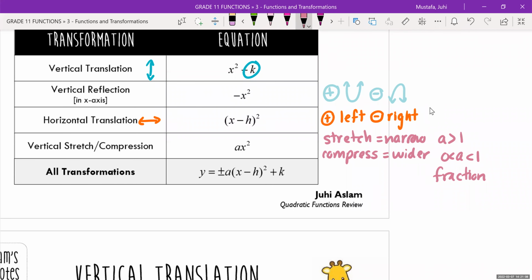So that is a lot to remember, but just keep those things in mind. Always remember the balloon example, and then you will be able to remember this. And what is it narrower and wider to? Like, what are we comparing it to? We're always comparing it to the parent function y is equal to x squared. So that's always our frame of reference.